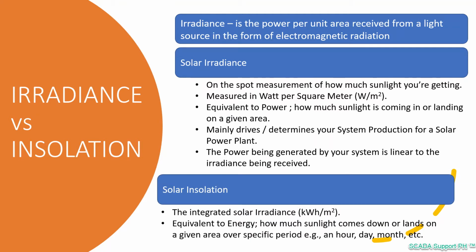Insolation, on the other hand, is the integrated irradiance. This is equivalent to energy. It is the measure of how much sunlight fell on a specific area over a specific period. For more information on the difference between power and energy, you can check out the link to a separate video on the upper right-hand side corner of this presentation.